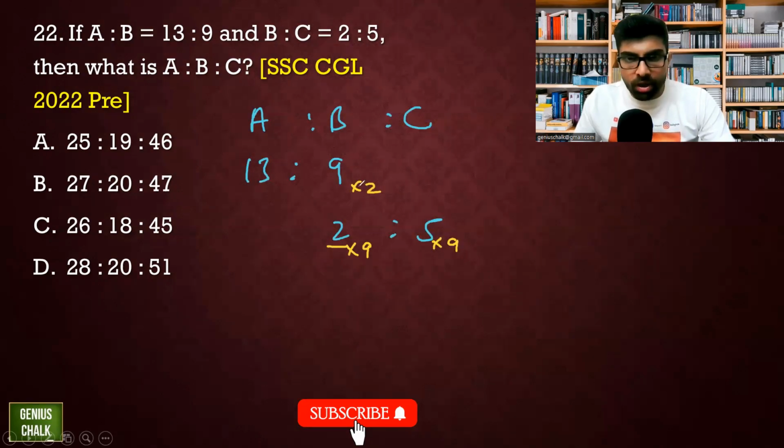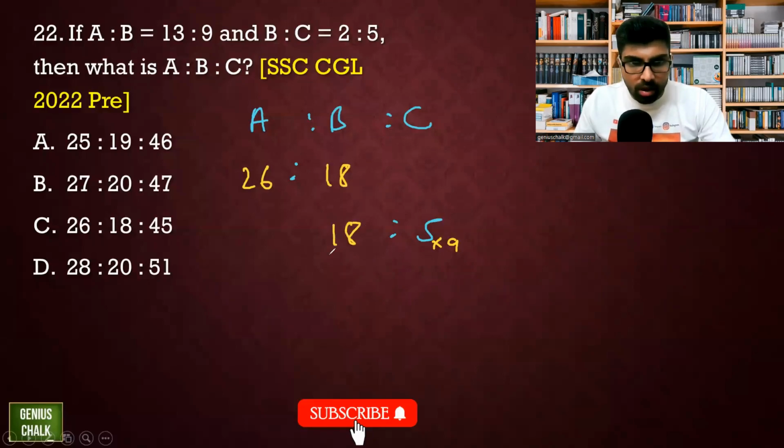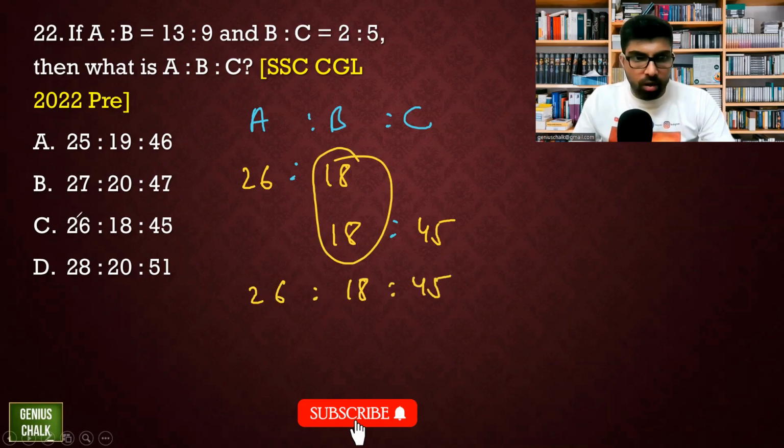13 is also in ratio with 9, so it should be multiplied by 2 as well. So this is becoming 26 and this is becoming 18. This is also 18 and this is 45. So basically this 18 is common, so my answer is 26 is to 18 is to 45, which is option C.